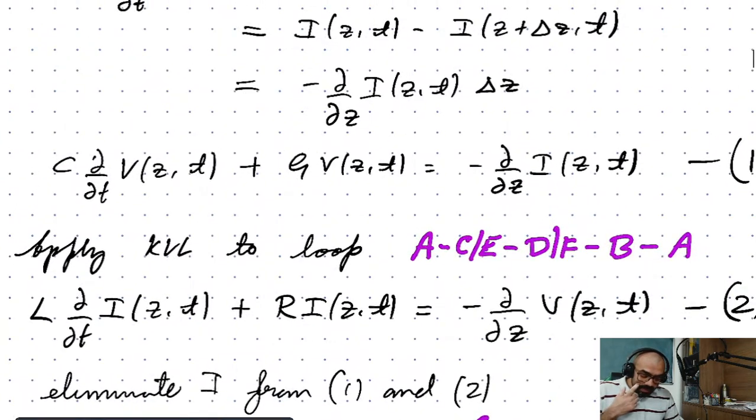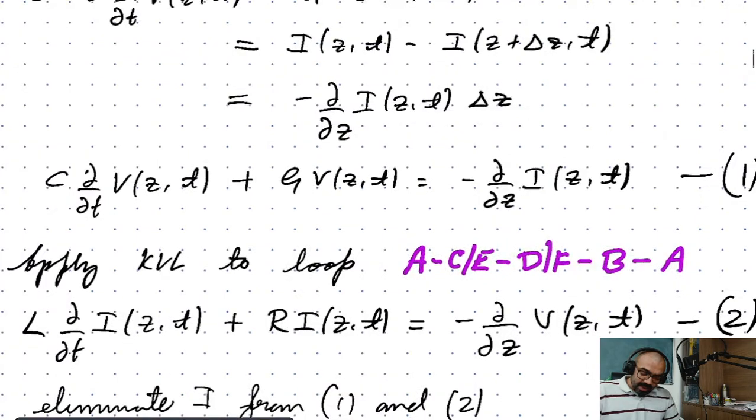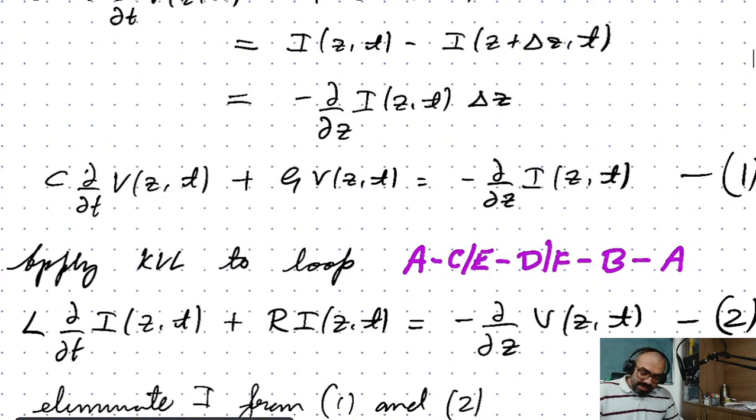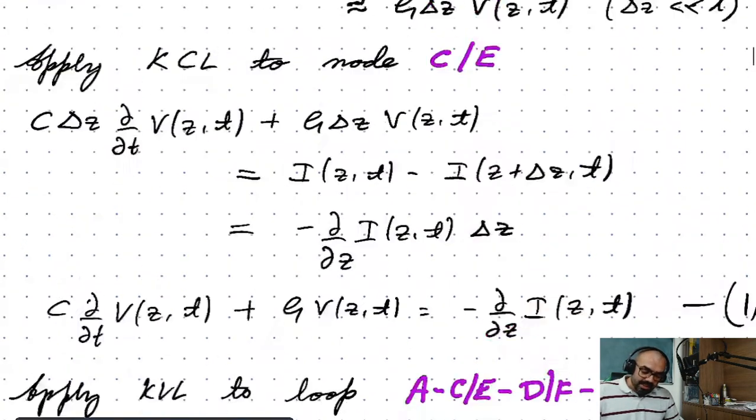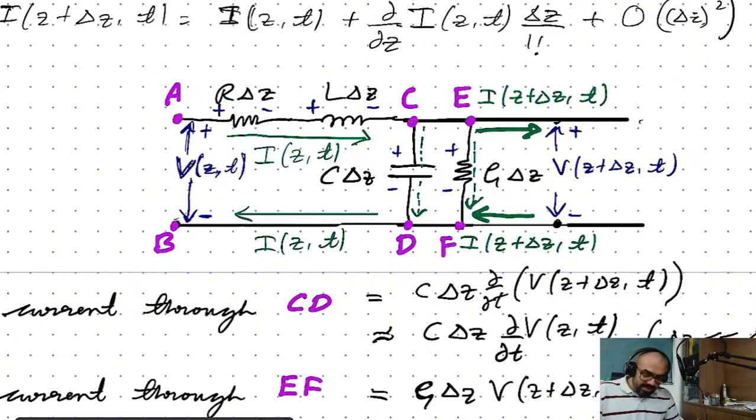Similarly, when we now apply Kirchhoff's voltage law to the loop A, C bar E, D bar F, B, A, so basically we go A to C to D to B and A. Instead of C, I'm going to call it C bar E.